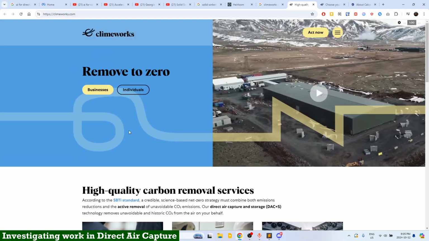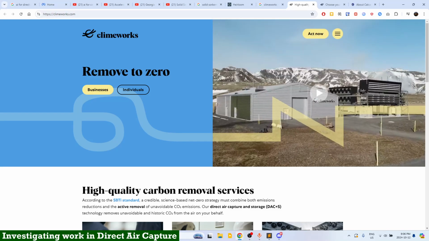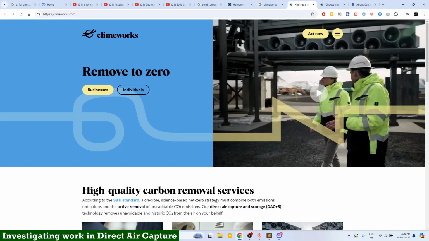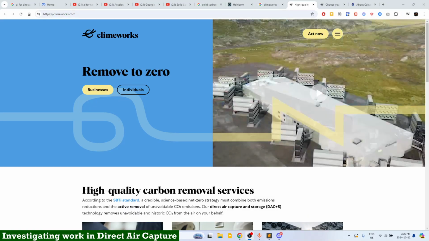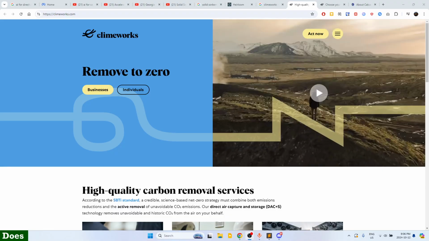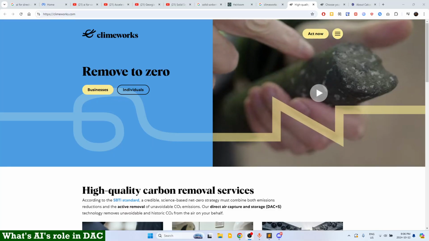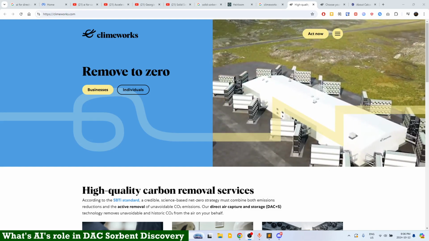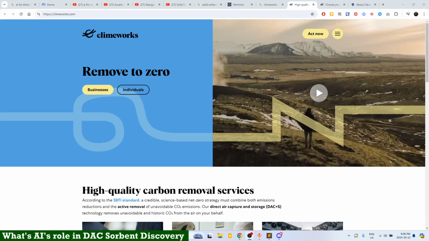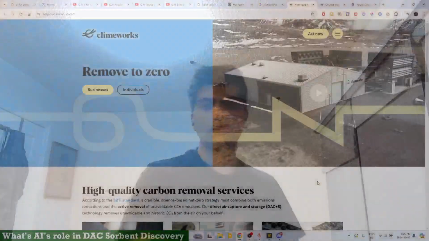I forget exactly what they do, but now basically the topic should be, let's change the topic to what's AI's role in DAC sorbent discovery? And out of curiosity, I'm going to switch back to the first scene to see if that changes the title. Yay, cool, that worked.